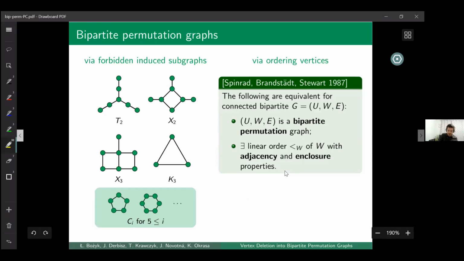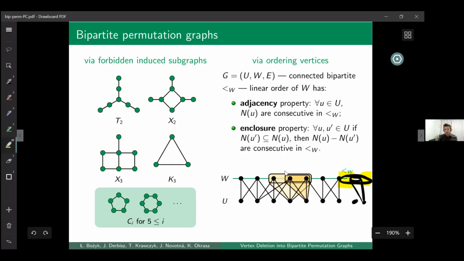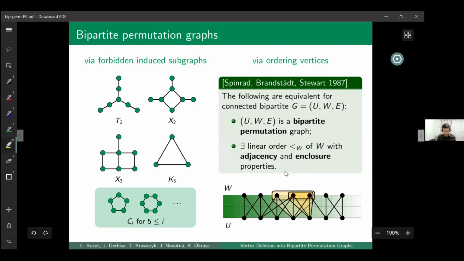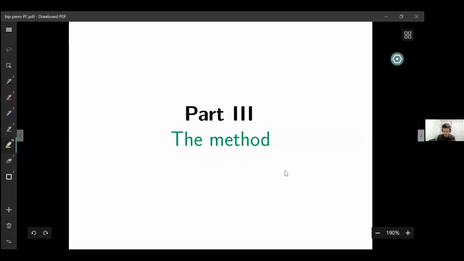Because in this picture, we don't care about the order downstairs at all. So we can flip the picture and order the other way, the other edge similarly. There was a question whether ordering on U exists as well. So we have this symmetry of both bipartition classes. Cool.